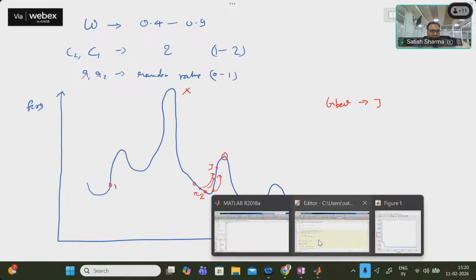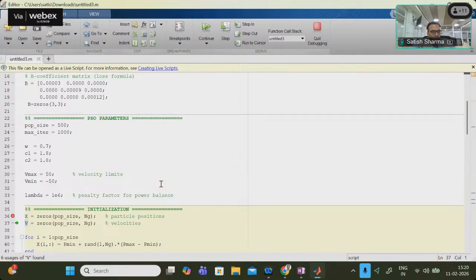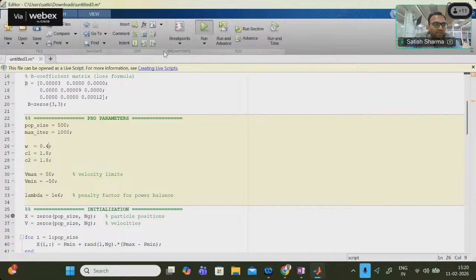Now let's see what the effect of these is. Let's say instead of 0.3, I keep it 0.4, and then run it.